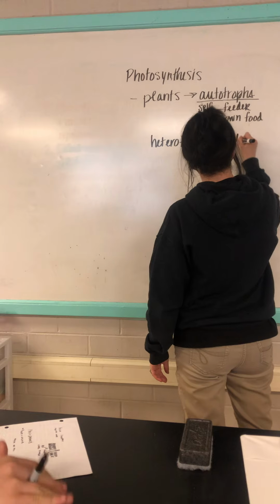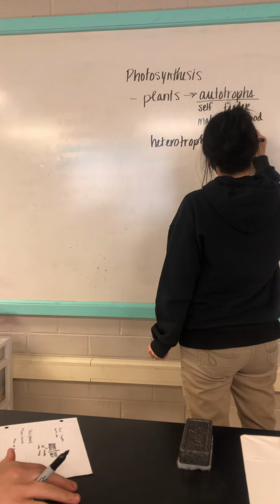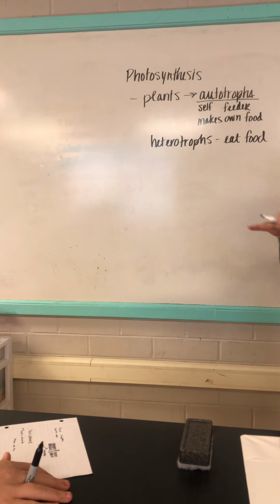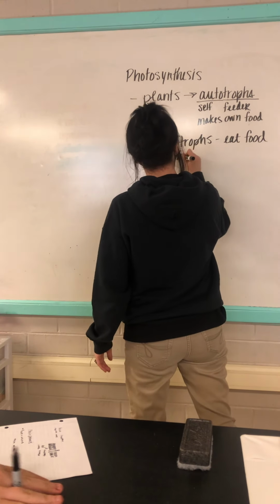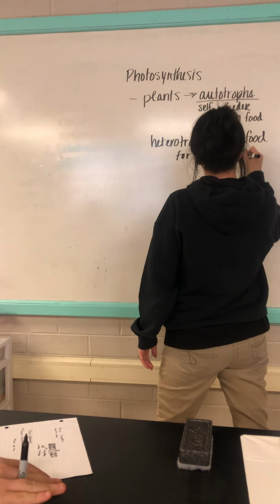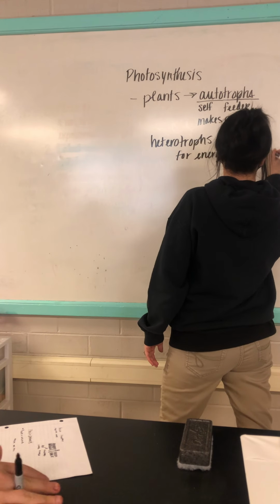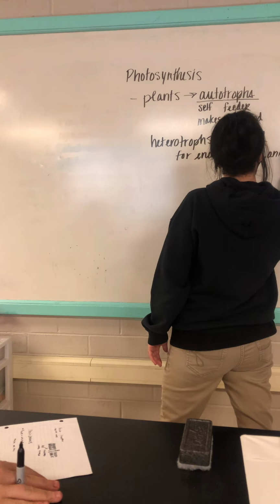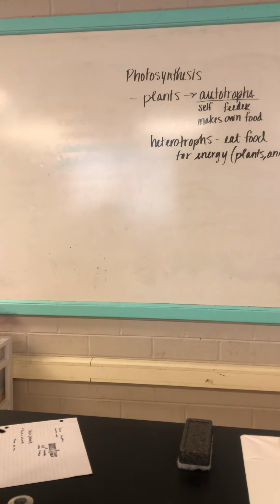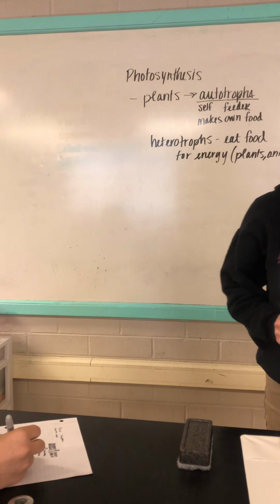So these are going to eat food. They're not going to make their food. They're going to eat food for energy. So that can be plants or animals. Heterotrophs do not make their own food. Autotrophs make their own food.